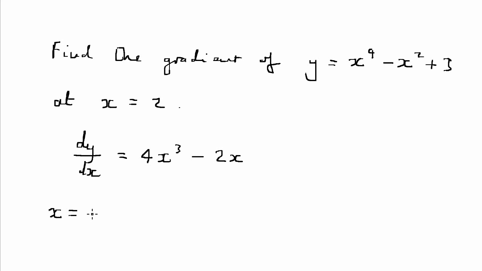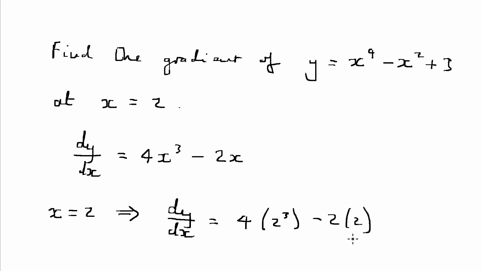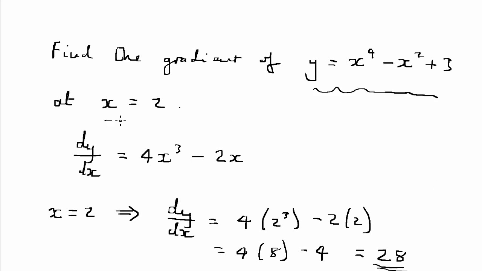So that is the gradient function at any point on the curve, but we are specifically interested at the point where x is 2. Well, if x is 2, that means that dy dx is 4 lots of 2 cubed, subtract 2 lots of 2, which is 4 lots of 8, subtract 2 lots of 2 being 4, and 4 8s are 32, subtract 4 means the answer would be 28. So the gradient of this curve at that point is 28.